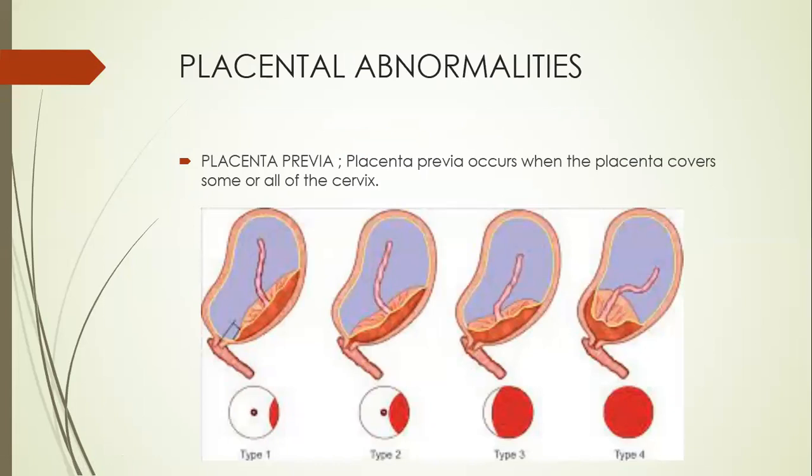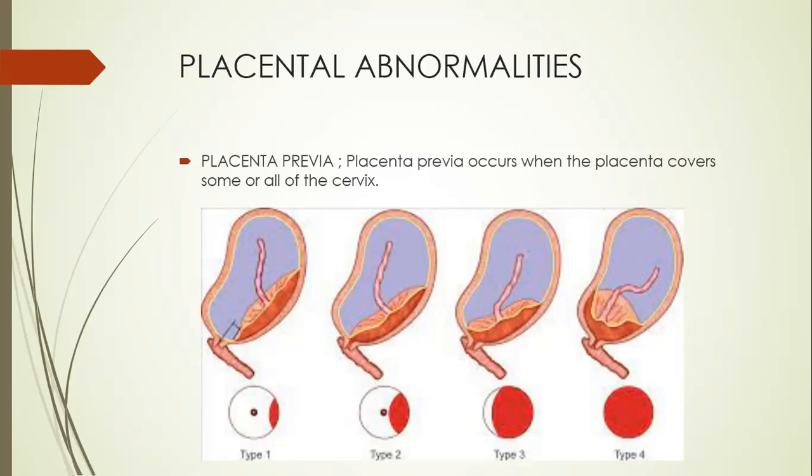So the placental abnormalities. First one is placenta previa, which we dealt with in the previous class. Placenta previa is nothing but the low-lying placenta, when the placenta is lying in the lower portion of the uterus. In major cases, it will be covering the internal os. According to the degree of coverage of the internal os, placenta previa has been classified as type 1, type 2, type 3, and type 4.